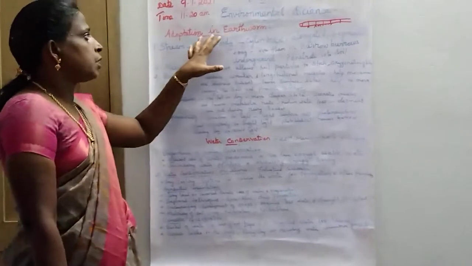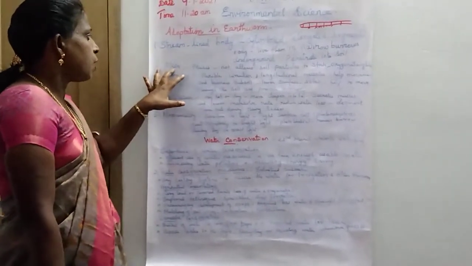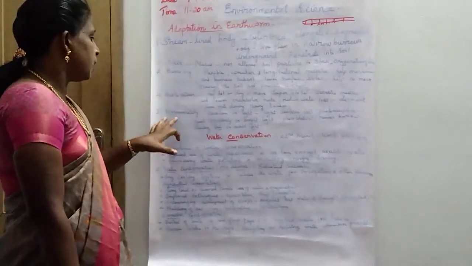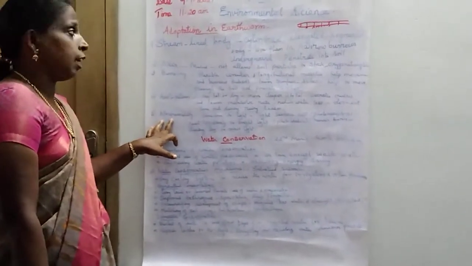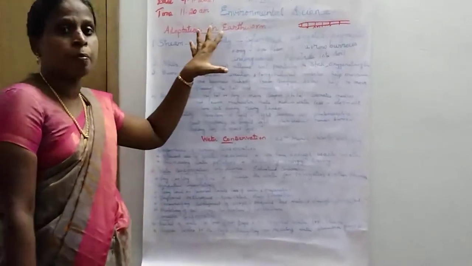See, what are the adaptations in earthworm? First one is streamlined body. Second one is skin. Third one is burrowing. Fourth one is estivation. Fifth one is nocturnality. Streamlined body, it consists of a cylindrical elongated segmented body.